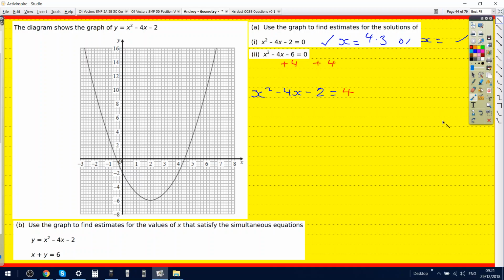So is this just where you do y equals 4? Yeah, and you see where they cross over. And how about part B down the bottom?